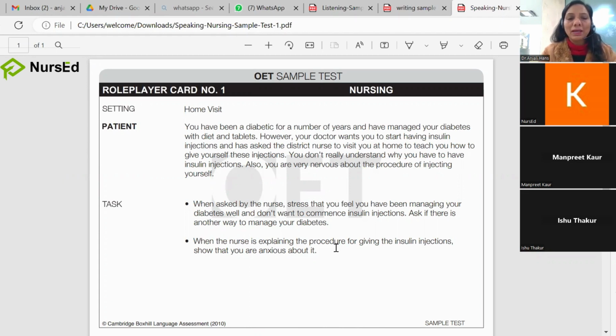So now what is your task in this test? Your task is, when asked by the nurse, stress that you feel you have been managing your diabetes well and you don't want to commence these insulin injections, and ask if there is another option to control your diabetes. And when the nurse is explaining the entire procedure for giving the insulin injections, show that you are really anxious and worried about it, so they provide you with another option. So here you have to act as a patient, not as a nurse. Here the role changes, but the situation is the same from the medical field.